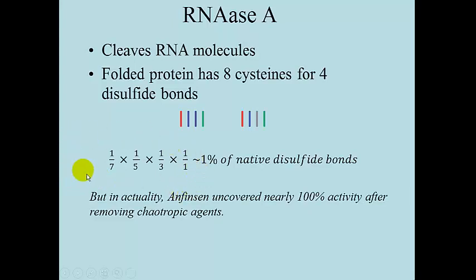If you just do probability alone of it finding its right partner, you would expect 1% of RNase A to be properly folded. What actually happened was that Anfinsen uncovered nearly 100% of RNase A activity when he removed these denaturants. So when he added these denaturants and subsequently removed them, probability and statistics account for only 1% to be properly folded and to get proper function. He actually found close to 100%, maybe like 98 to 100%. So I usually like to joke that protein folding proved mathematics, or at least in this case proved statistics wrong.